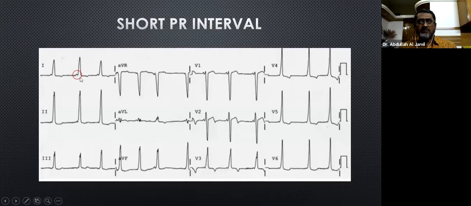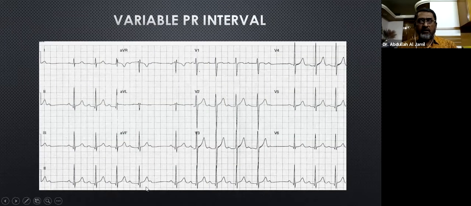This is an ECG of WPW syndrome with a short PR interval. In most of the leads, it can be discerned that there's a short PR interval and a delta wave. Variable PR interval is an example of Wenckebach.